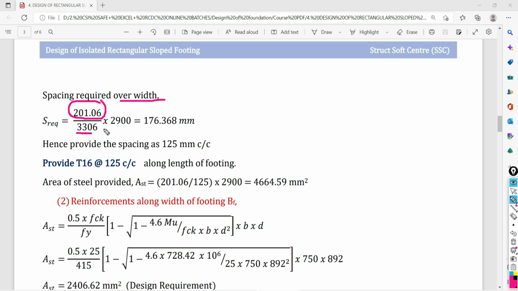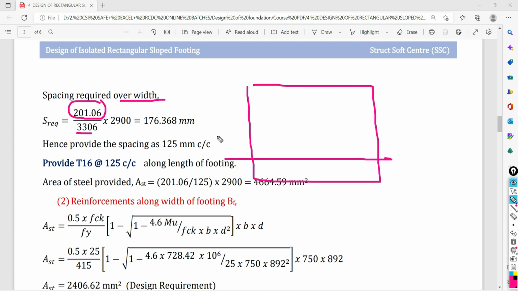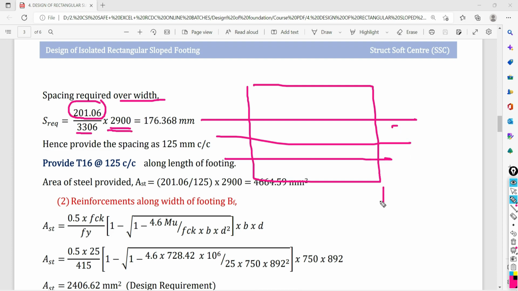3306 mm square multiplied by it is going to be distributed over the total width of your foundation, that is 2900. Length is what? 3200 mm and your width is what? 2900 mm. So your reinforcement is going to be distributed over the width. So that is going to put here 2900. So I am getting 176.368 mm.